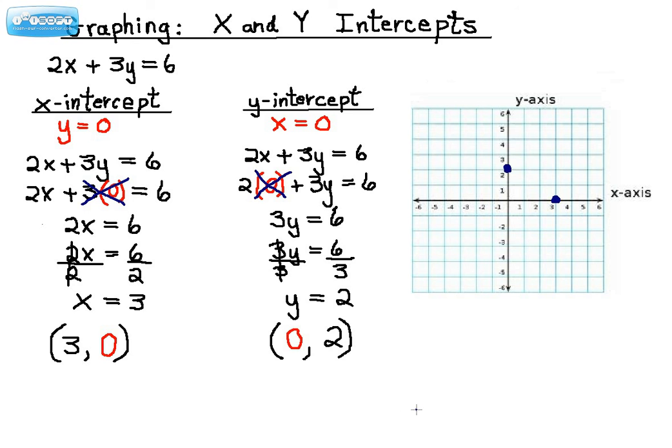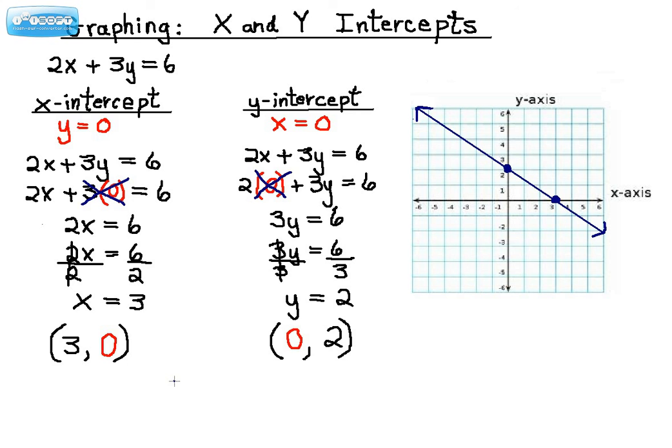We go to the origin 0, 0, and we don't go left or right on x, but we go straight up the 2 on the y-axis, and we make a point here. And we know that the line will cross the y-axis here. So now we're ready to draw our line. There you have it. Our line is drawn through the x-intercept and the y-intercept.